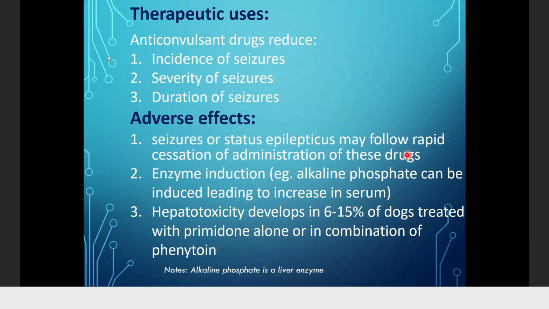Okay, so the adverse effects: seizures or a status epilepticus may follow rapid cessation of administration of these drugs. If you suddenly stop the use of these drugs, it can lead to status epilepticus or seizures. Status epilepticus refers to a condition where a seizure lasts for longer than 5 minutes, continuous. So that is status epilepticus.